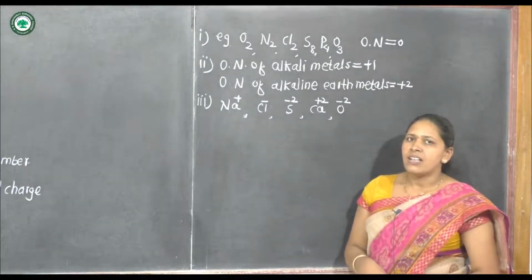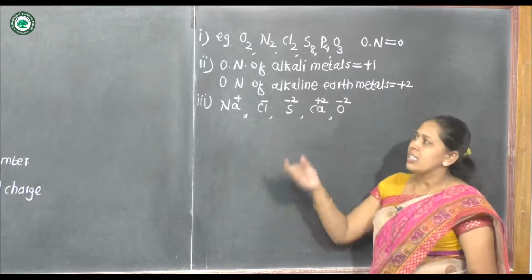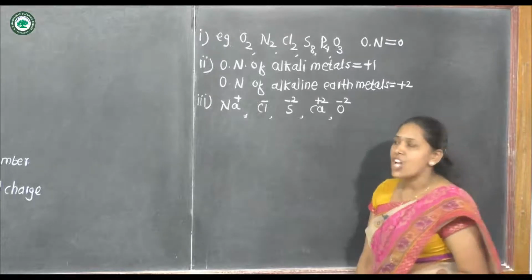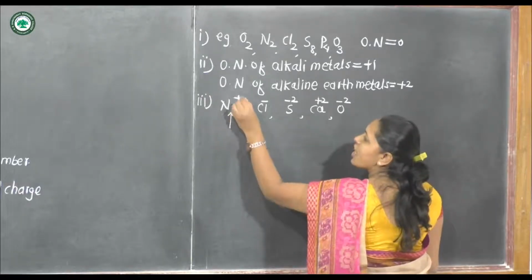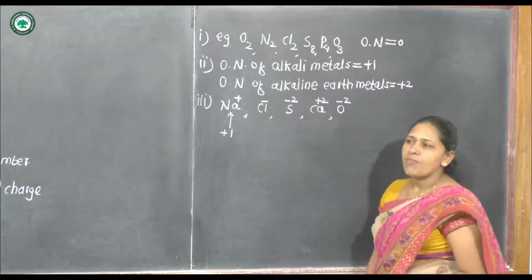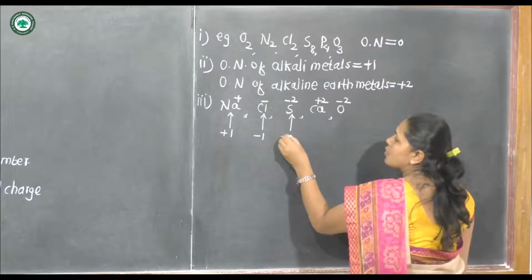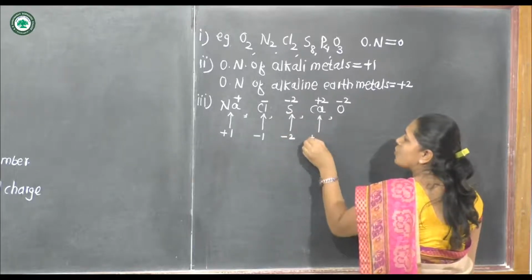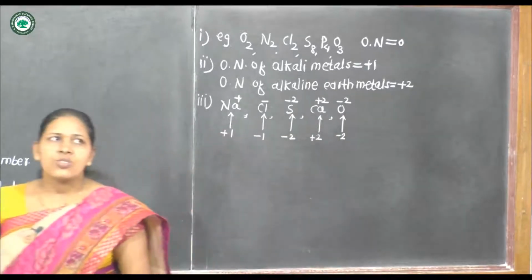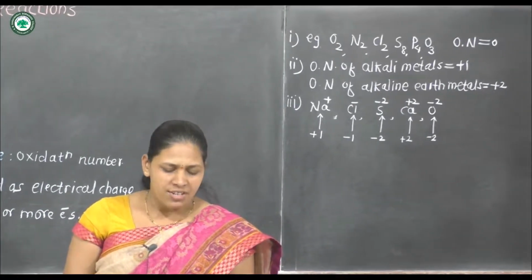Monoatomic means an ion which consists of only one atom. That is called a monoatomic ion, and all these are monoatomic ions. Therefore, its oxidation number is equal to its charge. That means the charge on Na+ is +1. Therefore, the oxidation state of Na+ is +1, Cl- is -1, S2- is -2, Ca2+ is +2, O2- is -2. This is the third rule: the oxidation number of a monoatomic ion is equal to its charge.